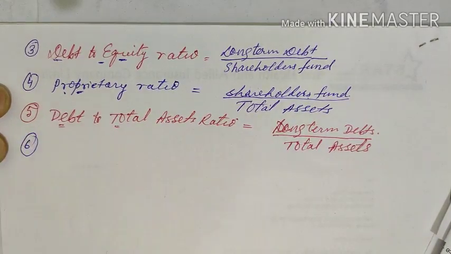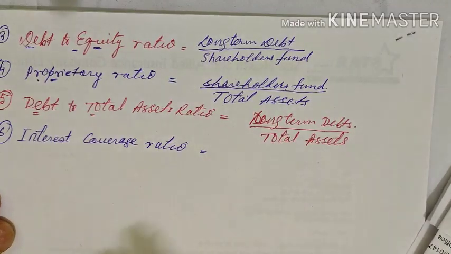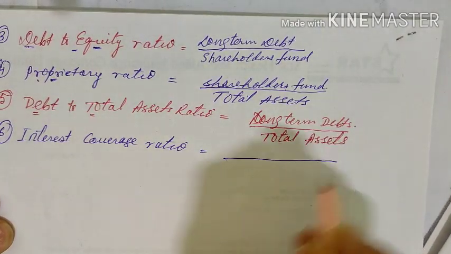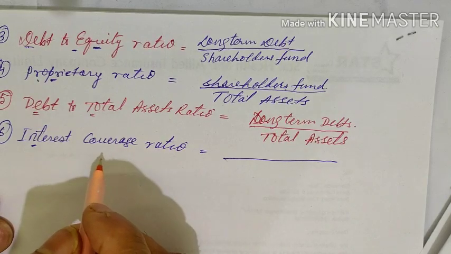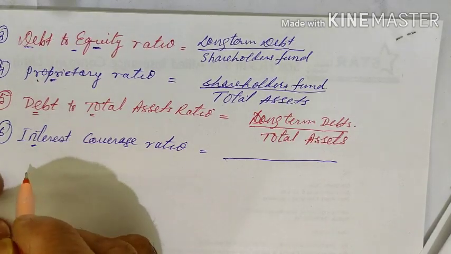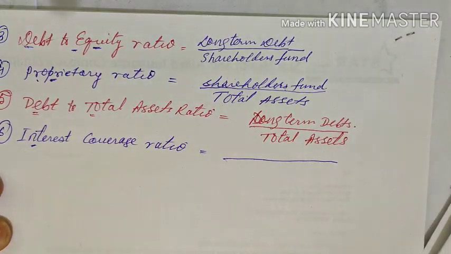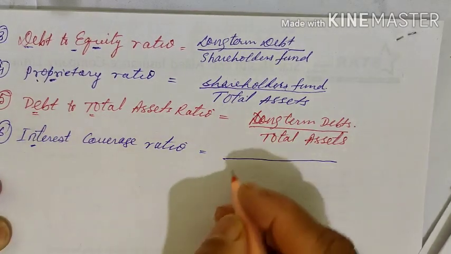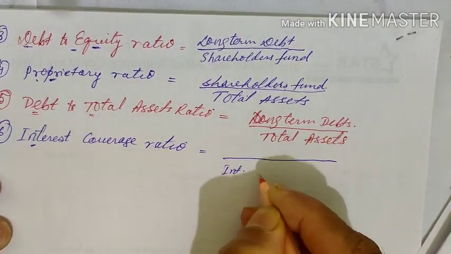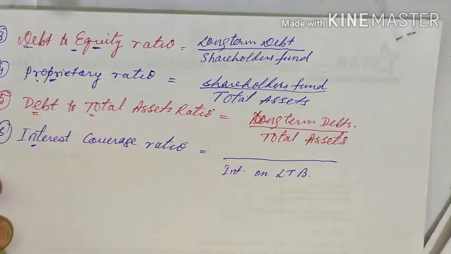Number 6, interest coverage ratio. So one factor is interest here, right? This interest is not the interest on short-term borrowings, it is the interest on long-term borrowings. So you have interest on long-term borrowings.